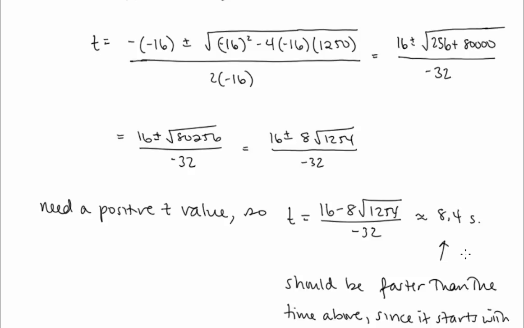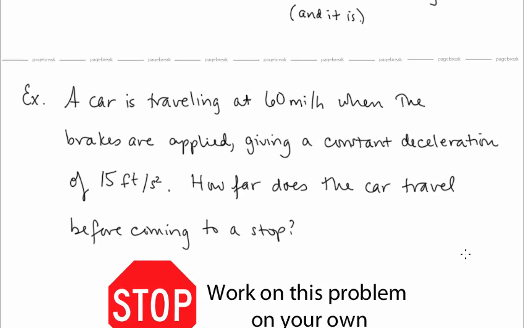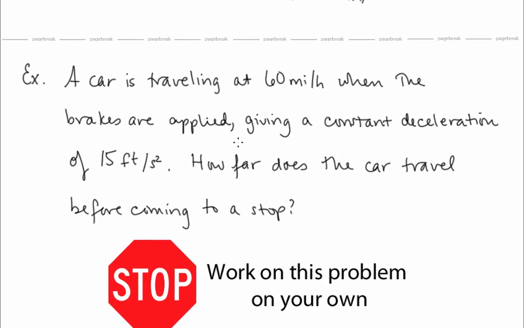We had 8.8 seconds above, and now we have 8.4 seconds approximately. Let's take a look at another example. A car is traveling at 60 miles per hour when the brakes are applied, giving a constant deceleration of 15 feet per second squared. How far does the car travel before coming to a stop?